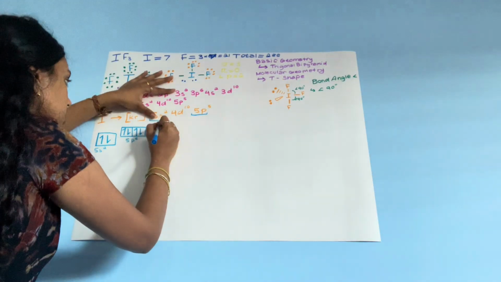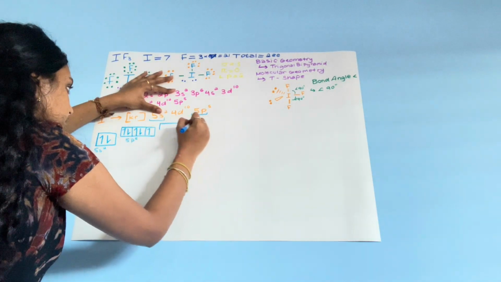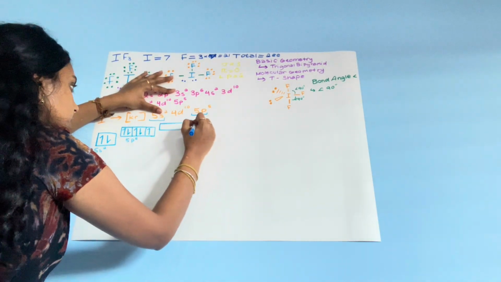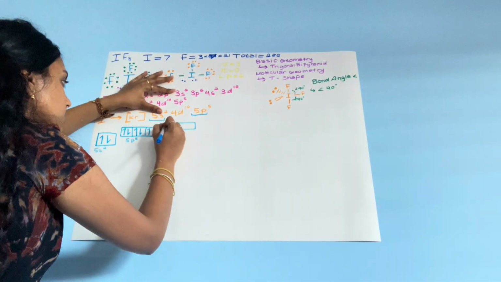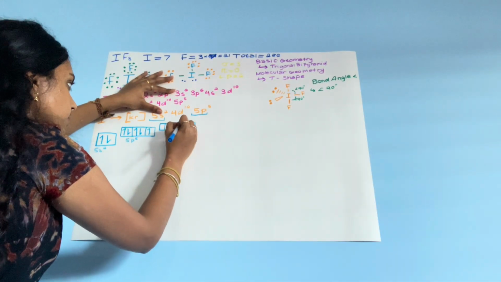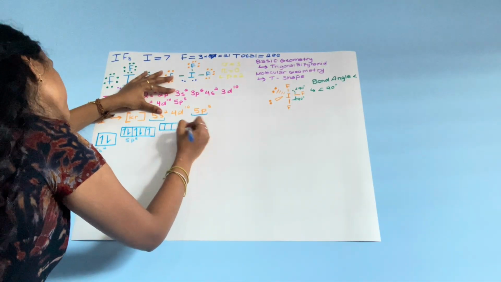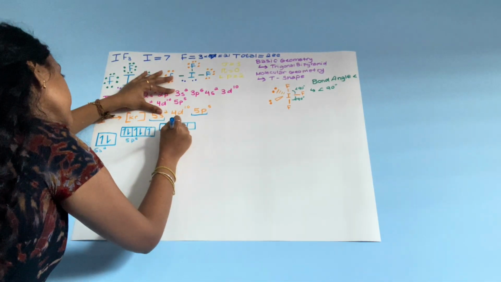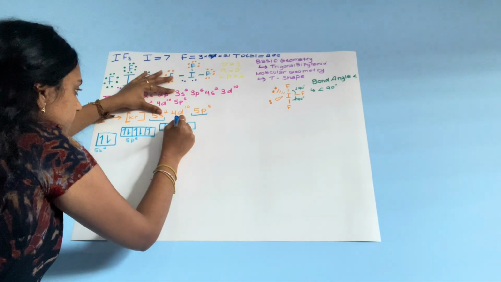Now we're just going to draw 4d10. So 1, 2, 3, 4. This is our 4d10.